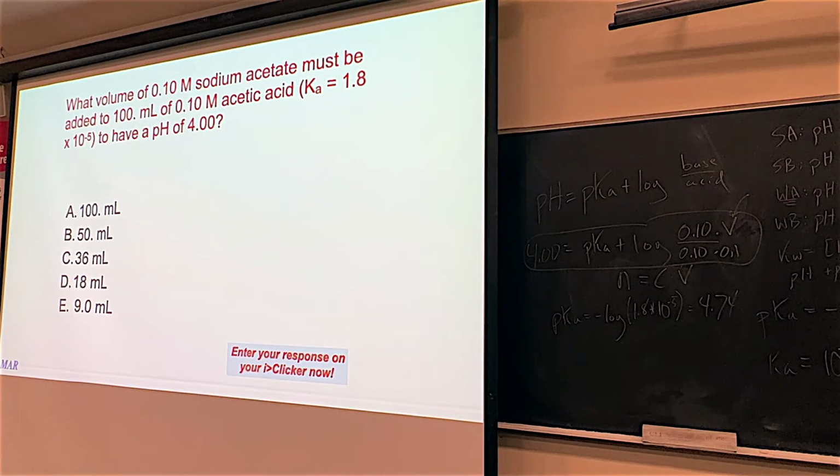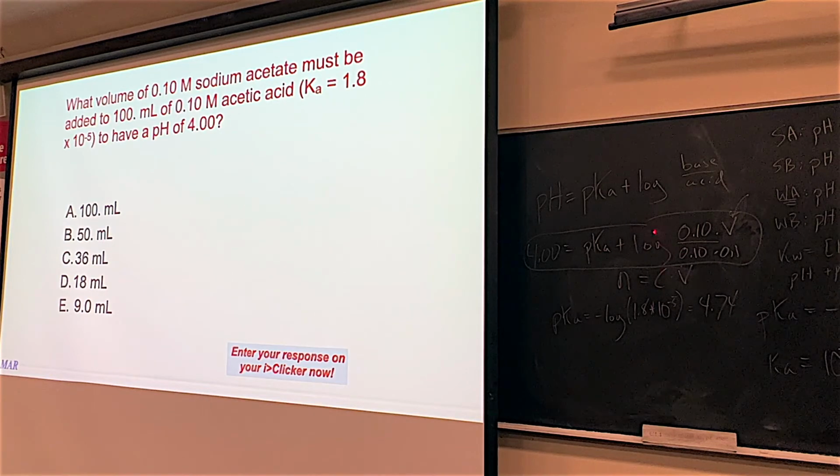In this problem, which I botched the explanation of, I really apologize. What I'm trying to point out is that this base over acid has lots of different uses. And at first it might be tempting to go, well, pH equals pKa plus log base over acid in concentration. But because both the base and the acid are 0.10, you'd initially see pH equals pKa plus log of 1, which is zero, and that doesn't make sense. So the numbers here for the volume are going to be different.